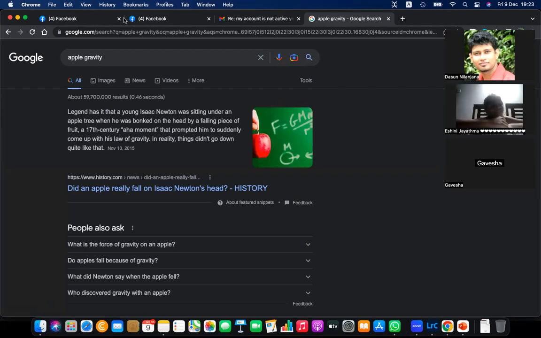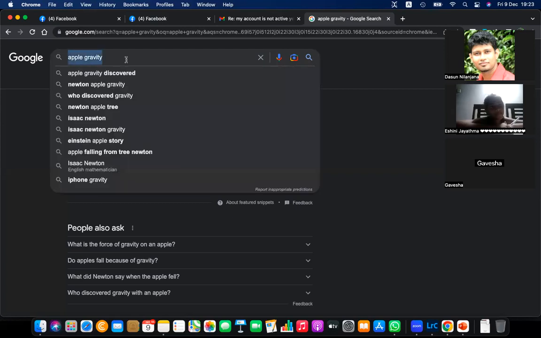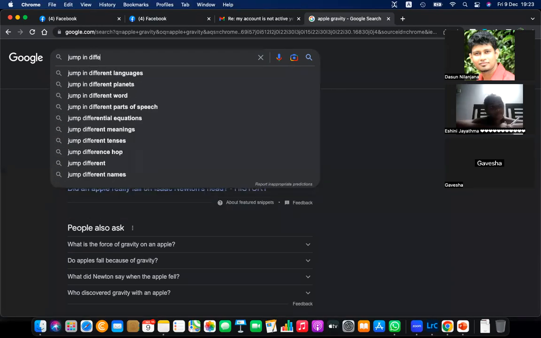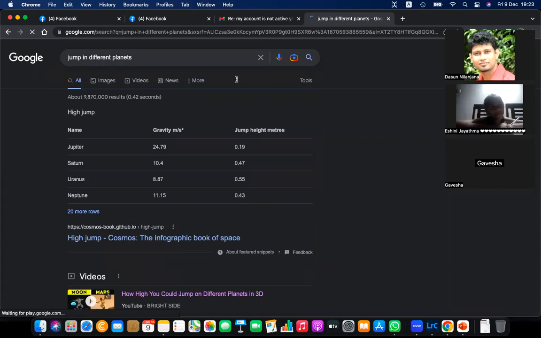Because of the force. If you jump up, what will happen? You will fall down, right? But if you jump on the moon... Have you seen that? I suggest you watch this video also. There is a nice video, jumping on different planets. Different planets have different gravities, son. On different planets, different gravities are there.